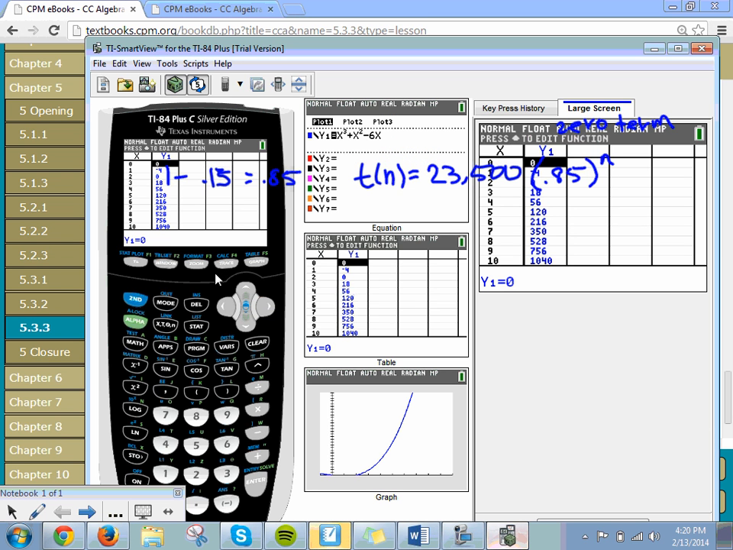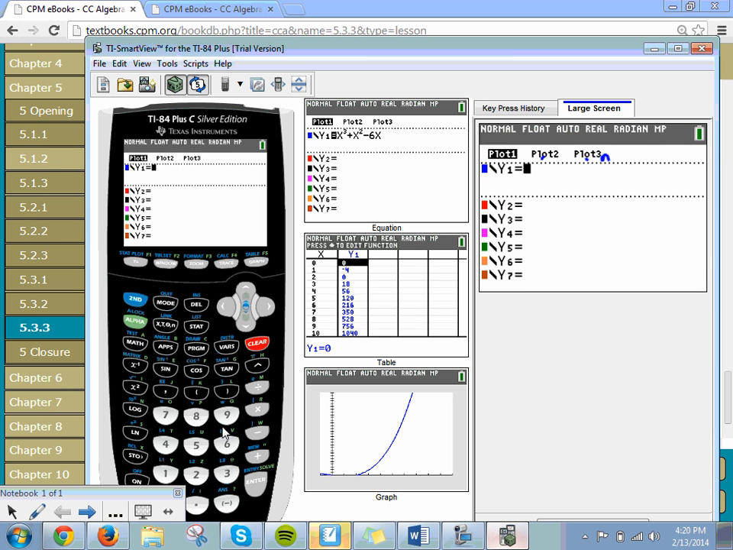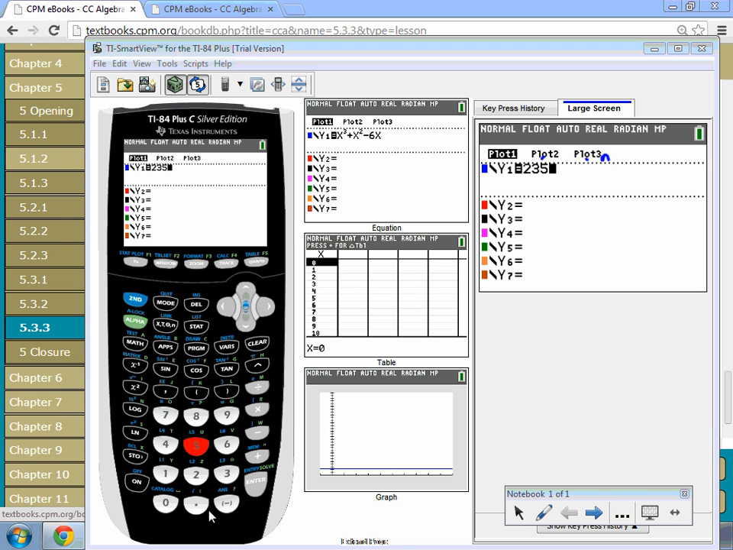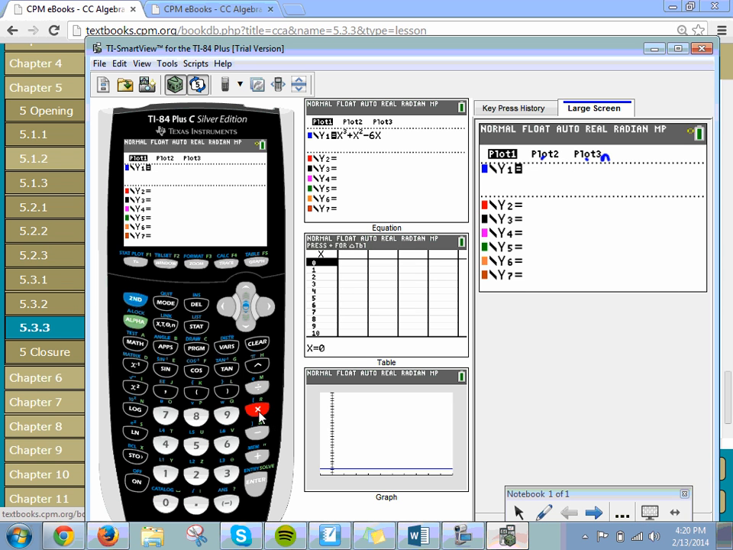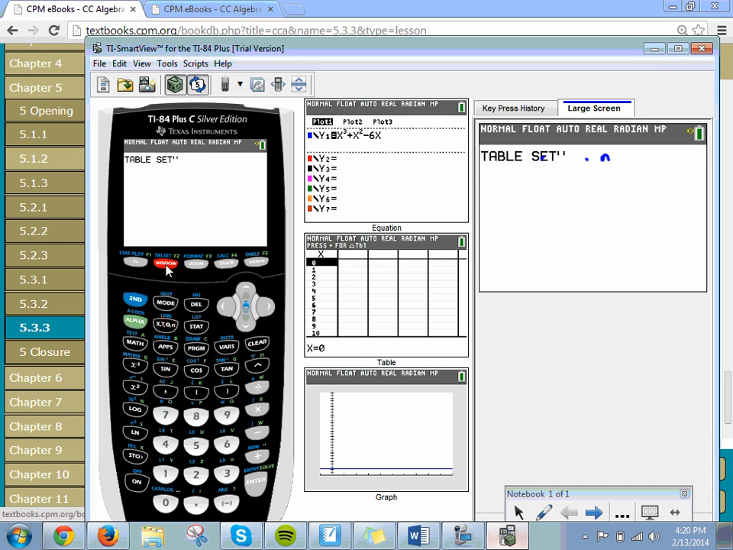Again, a nice easy one to do with your graphing calculator. I'm going to erase the screen. So in our y equals screen, we're going to plug in that equation that we just wrote, clear out what we had before, 23,500 times our rate of 0.85, because remember it's decreasing in value, so it's going to have to be a number less than 1, and then we're going to raise it to the n.